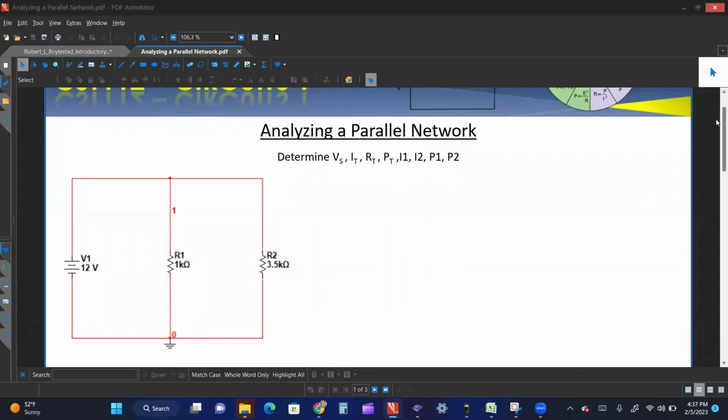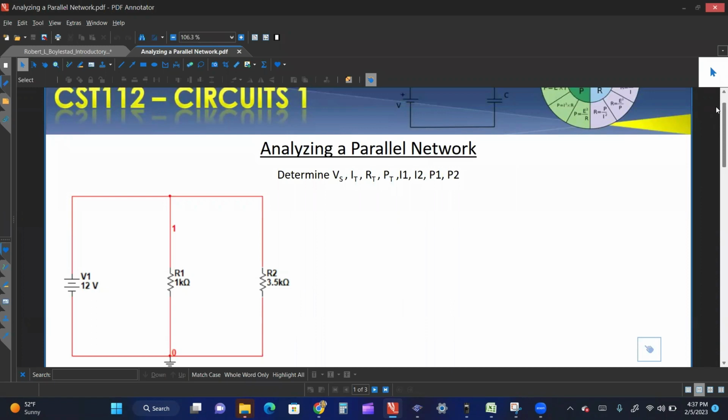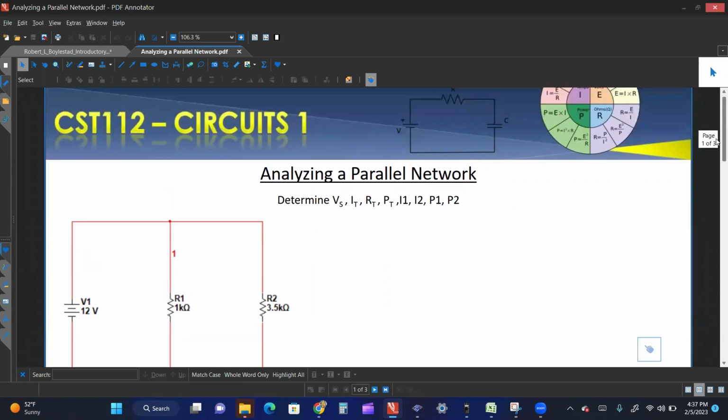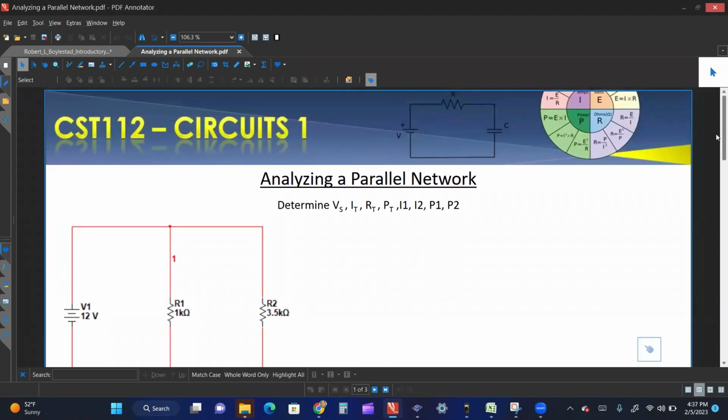All right, so let's take a look at a couple examples on analyzing a parallel network or circuit. So thus far, we've learned how to identify parallel components, and we also learned how to add parallel resistors. So let's take those two tools, put them in our toolbox, and let's apply them.